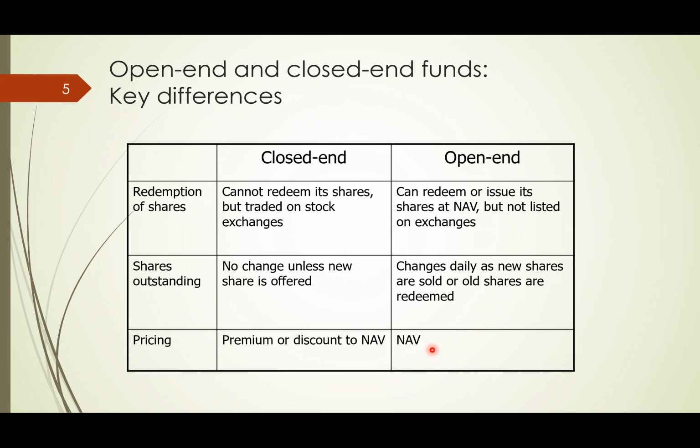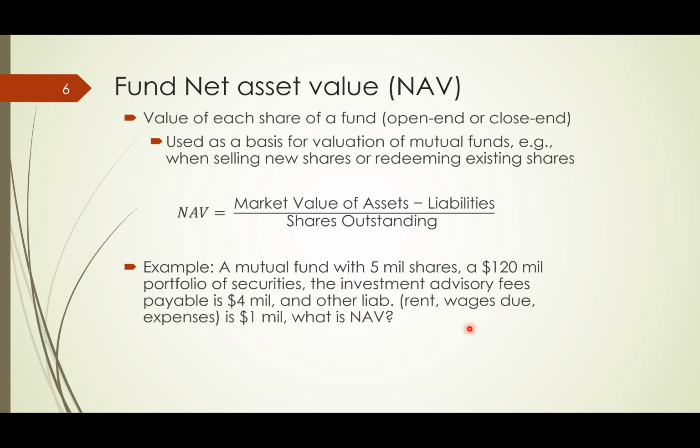Net asset value is a measure of the underlying value of an open-end fund or closed-end fund. It refers to the value of a share in the fund, and the calculation follows this equation. You take the total market value of the assets in the fund minus the total liabilities that have accrued, divided by shares outstanding. This is the net asset divided by shares outstanding, and it's called NAV.